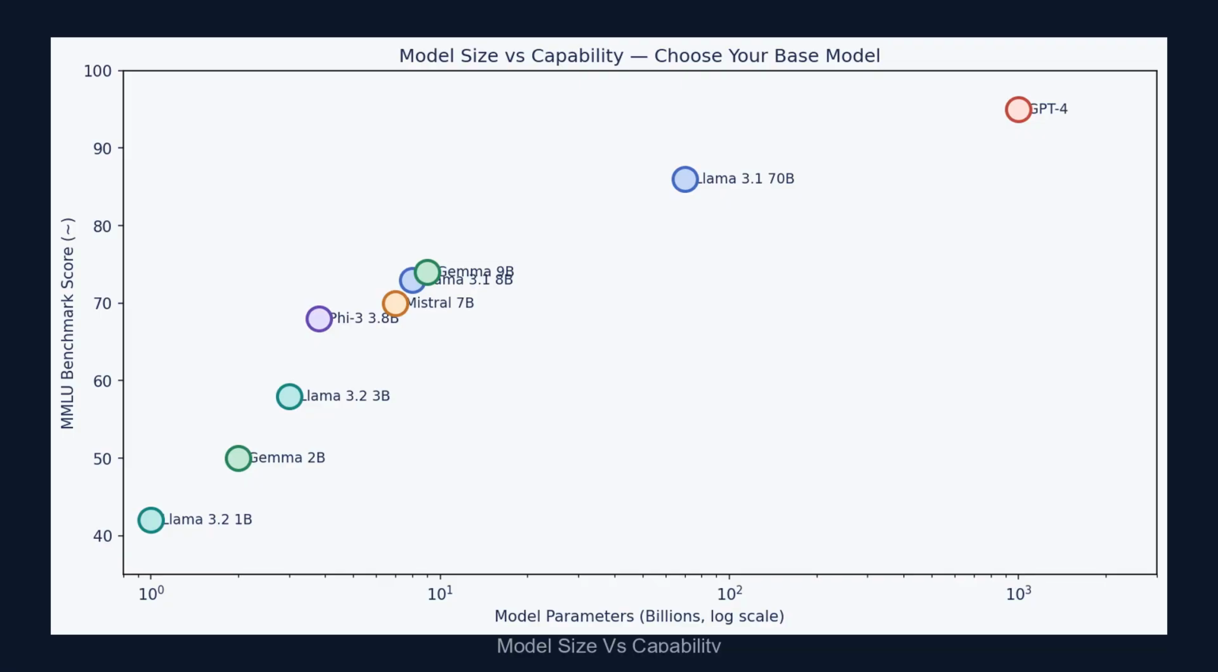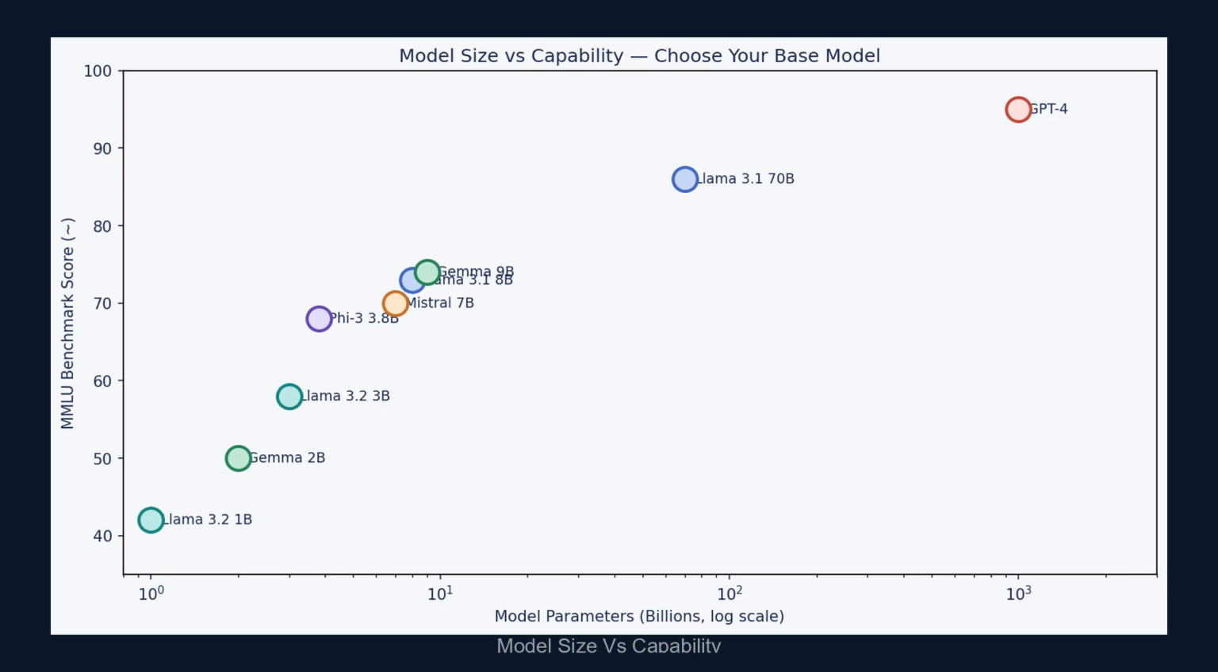This chart plots MMLU benchmark scores against model parameter count on a logarithmic scale, and the trend is clear. Larger models score higher. GPT-4 at the top, smaller models like Llama 3.2 1B at the lower end. What this means practically is that model size is a proxy for general capability, but it comes with a direct cost in VRAM and training time.